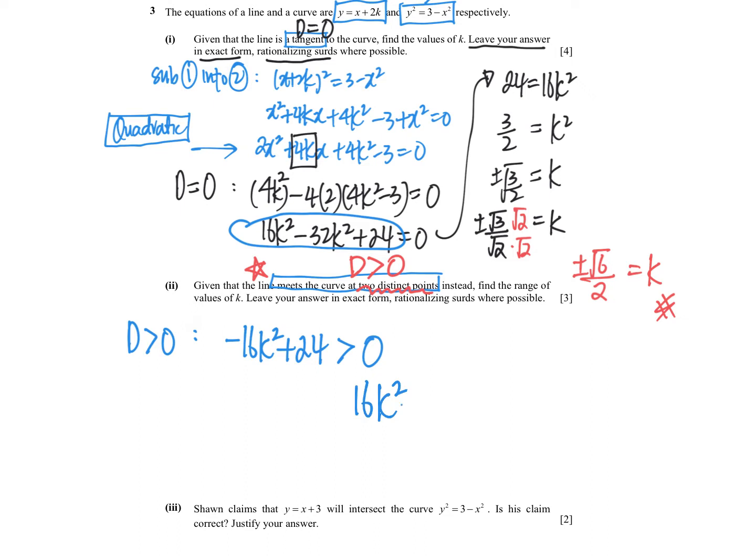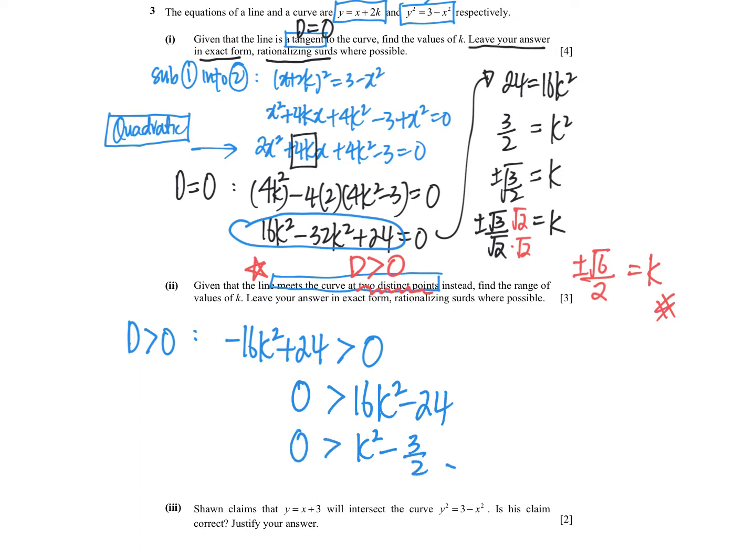The solving is important, so pay attention to this part. This is what will be tested. I can give you an inequality and ask you to solve it from here directly. So I can start the equation from here and I say, find the range of values of k. Okay, so this is what can be tested. So from here, if you divide by 16 throughout, you will get k squared minus 3 over 2.